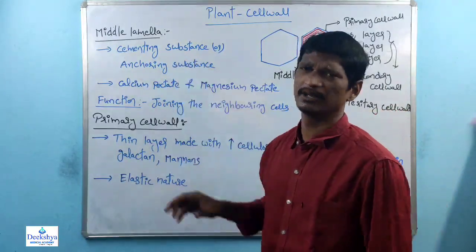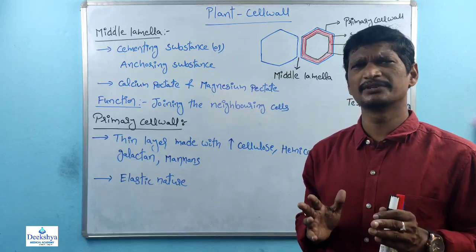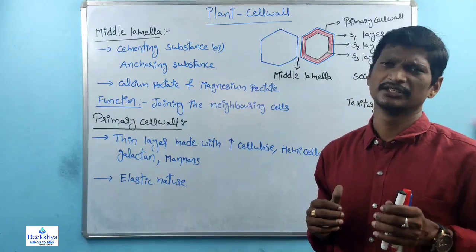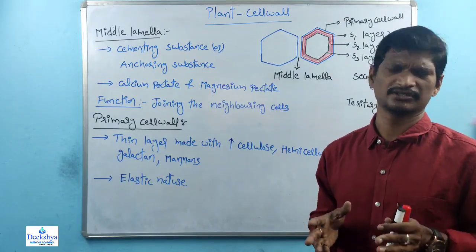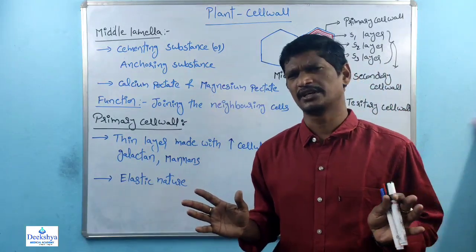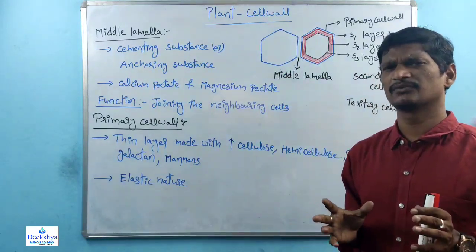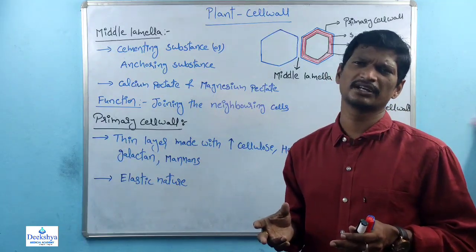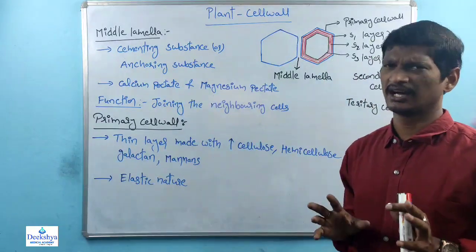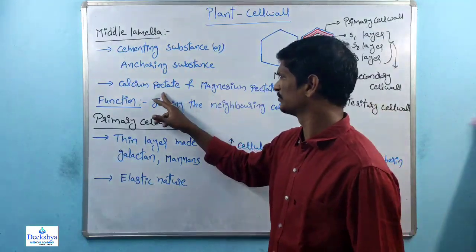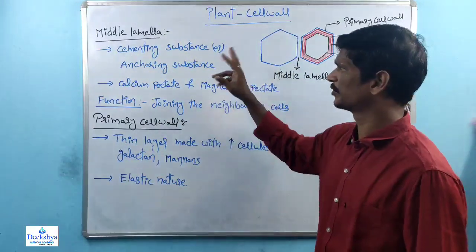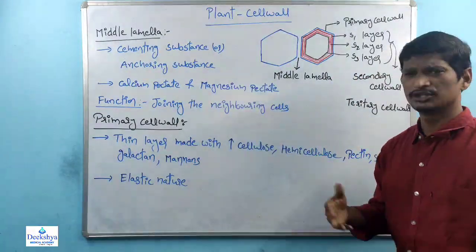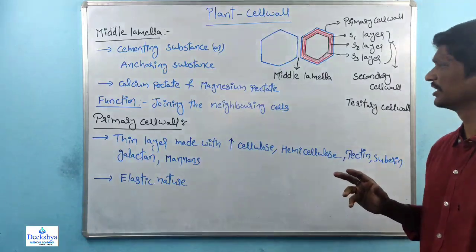So that is about the middle lamella. The middle lamella is present between two cells and is involved in joining neighboring cells. It acts like a cementing substance. A group of cells connected forms tissues, and a group of tissues connected forms organs. In plants only organs are there; an organ system is absent, right? So the middle lamella is made of calcium pectate and magnesium pectate, and coming to its function, we discussed joining the neighboring cells.